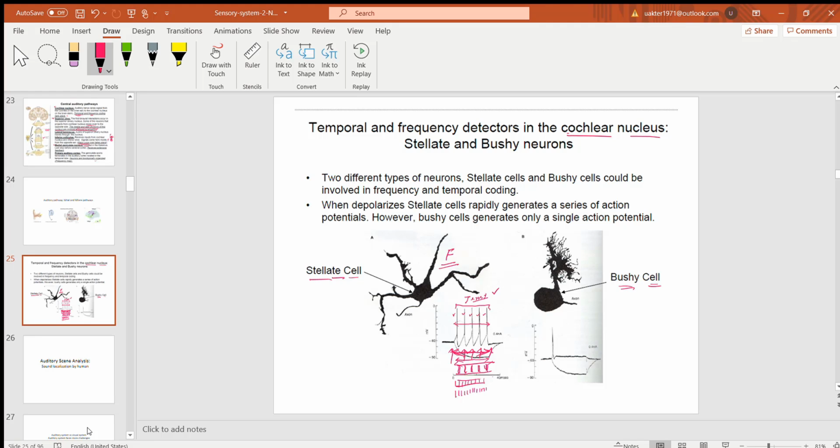Bushy cell cannot give that information, because it fires in a phasic way. That means only when the stimulus arrives it will fire. Then even if you continue presenting the stimulus, it will not fire. So only when the stimulus arrives, that will give you the arrival time or onset. So this one is giving you the time of onset of the stimulus, arrival of the stimulus, and this one is giving you the frequency of sound. Okay, and both are needed. These are two very important properties of the sound, right? And therefore you have two types of cells there to process them separately.